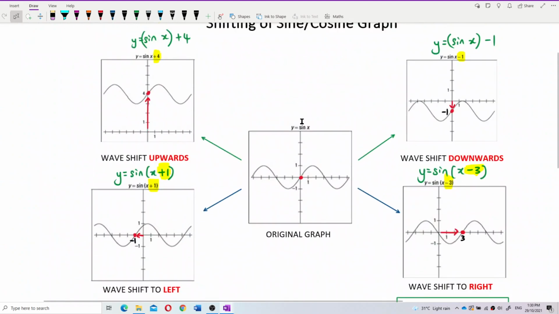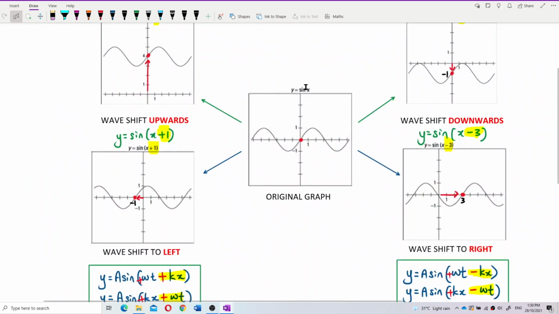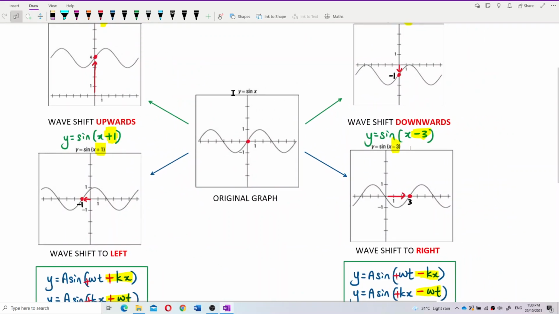It's like originally you have a sine graph, and then you minus something. Understand or not? What happens if you minus something in the angle? You shift the graph to the right. If you minus something in the angle, you shift the graph to the right. If you plus something in the angle, you shift the graph to the left.